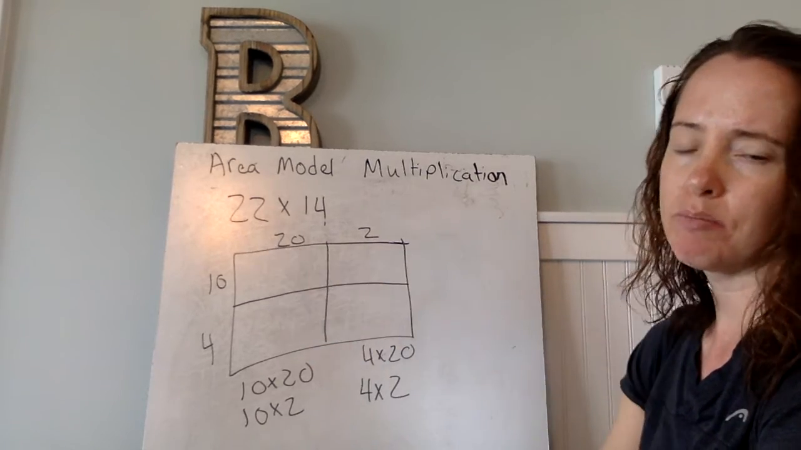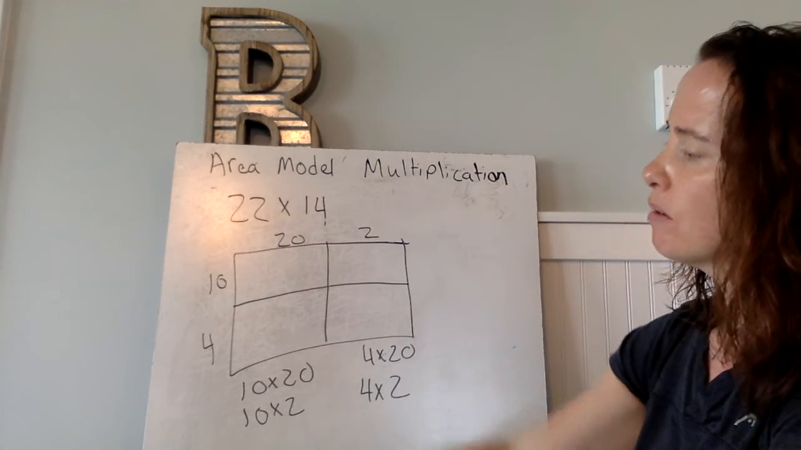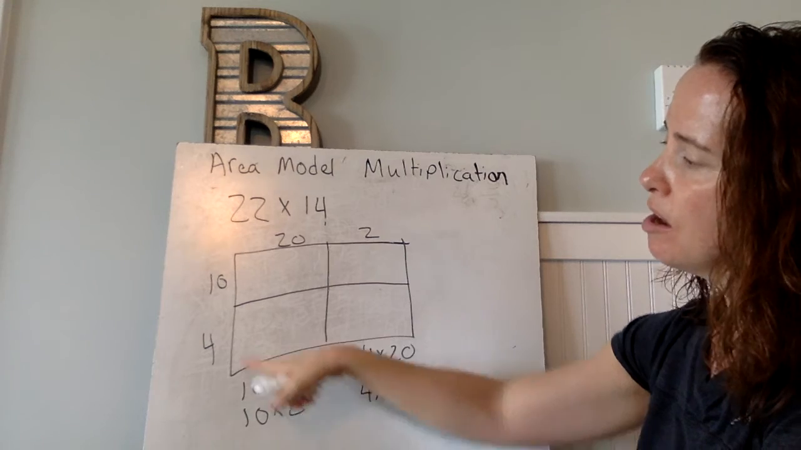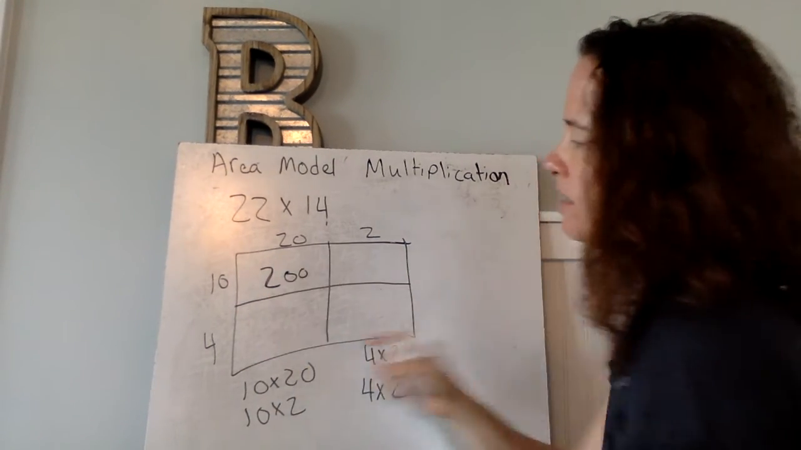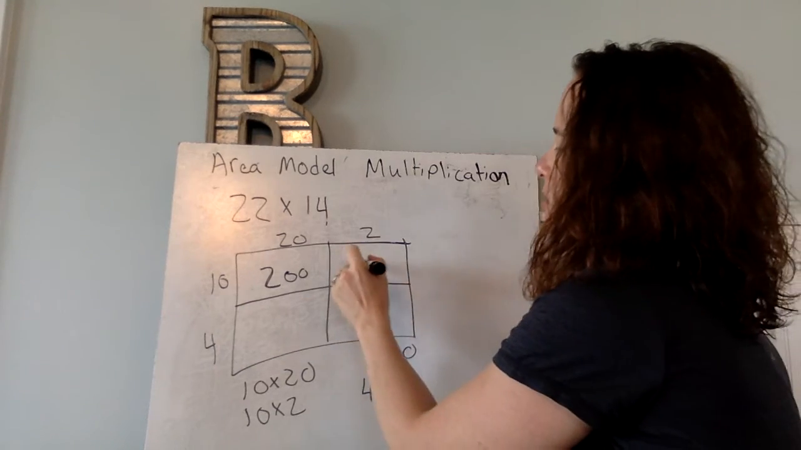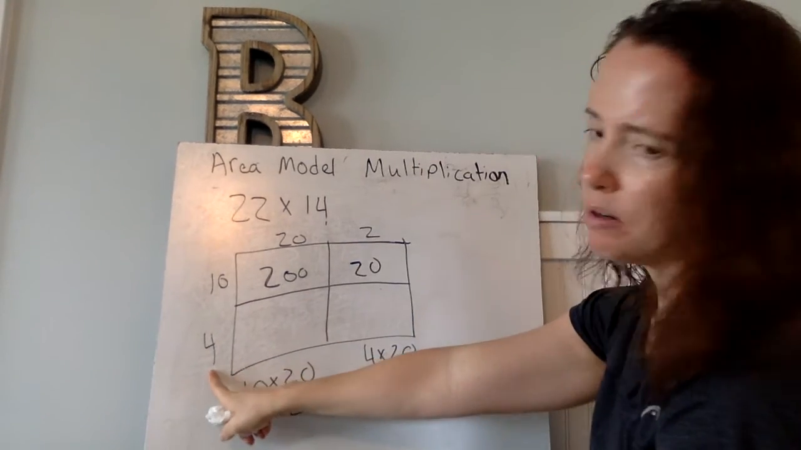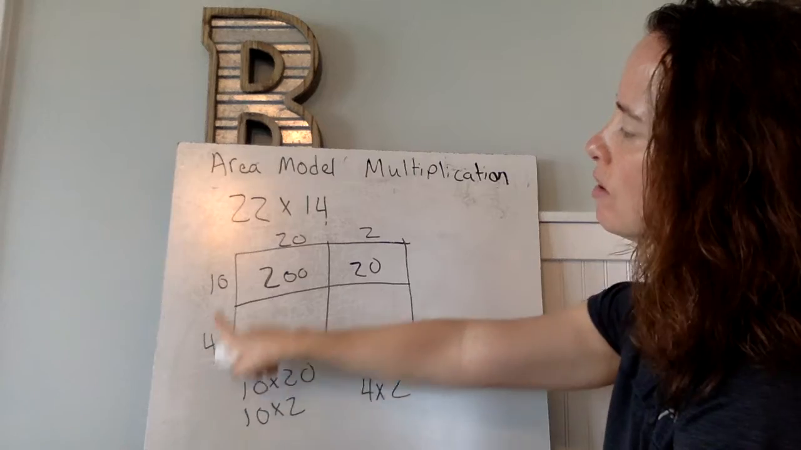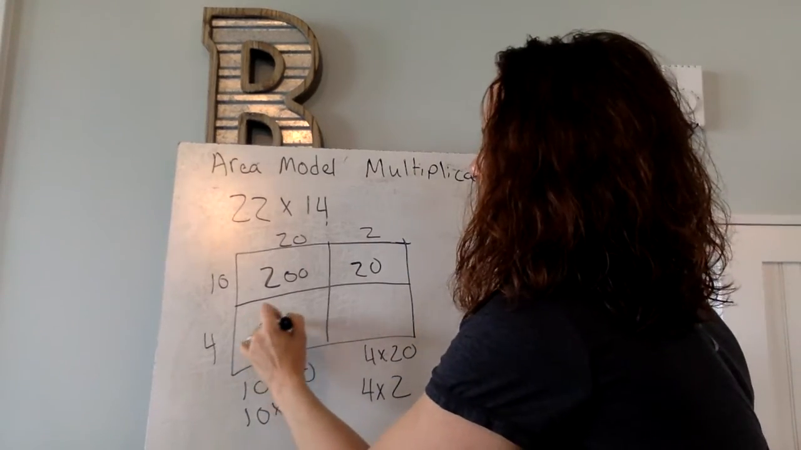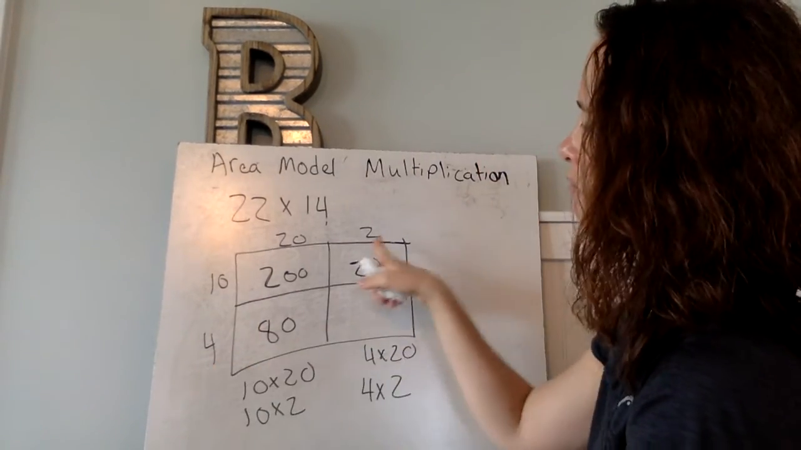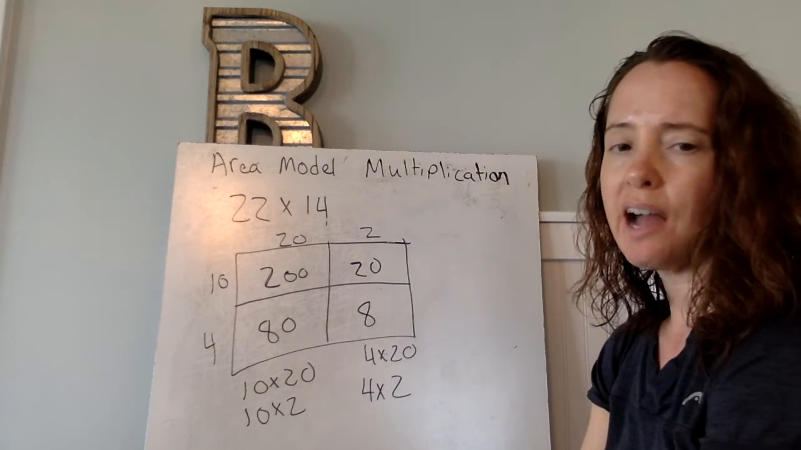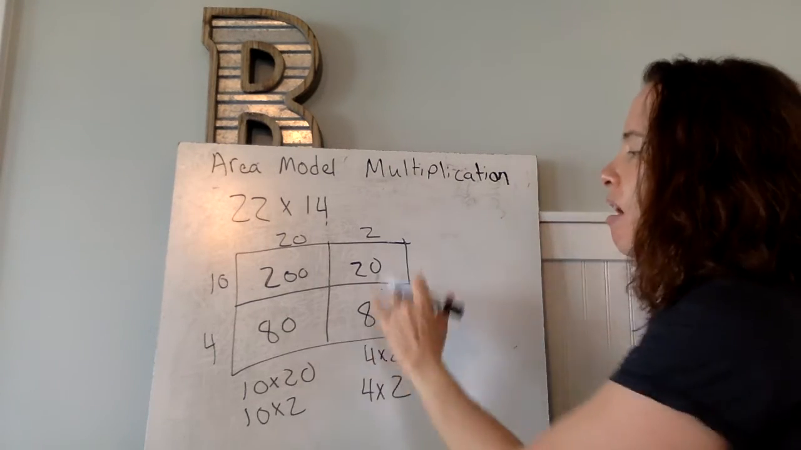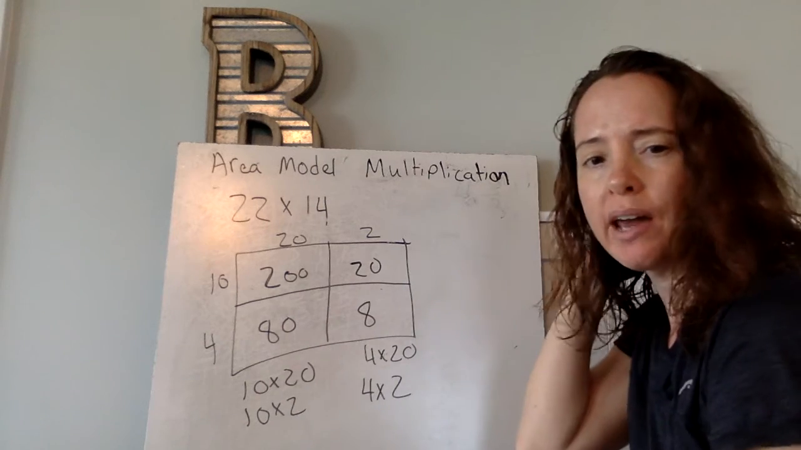So this is what I mean by expressions, and you're supposed to choose all the ones that would fit to solve this multiplication problem. So we're going to do that. We're going to do 10 times 20. Well, 2 times 1 is 2, and then add your 2 zeros, 200. 10 times 2 is 20. Here we go to another width. 4 times 20 is 80, and 4 times 2 is 8. Now to find the area of the entire shape, I just add up all of my partial products.